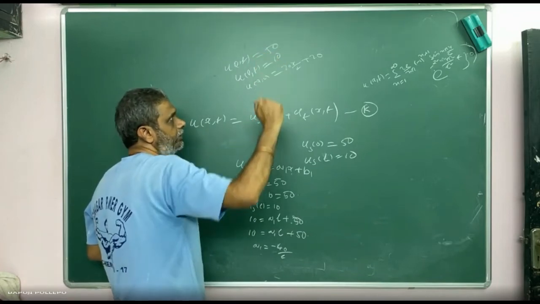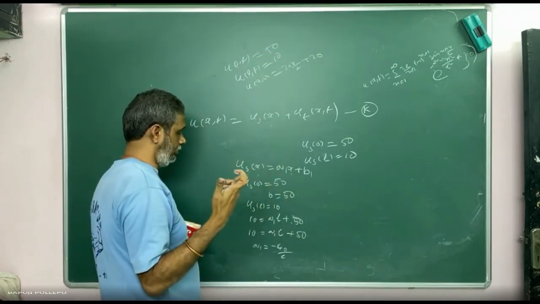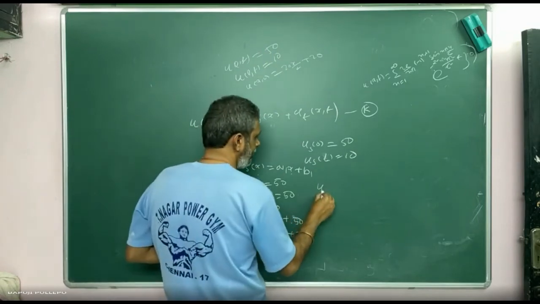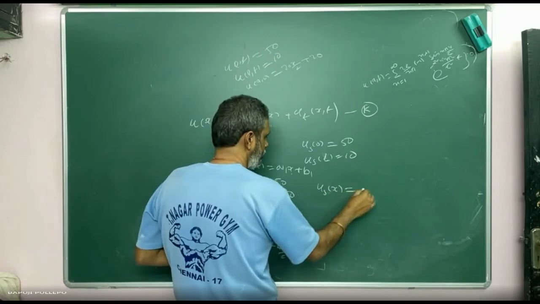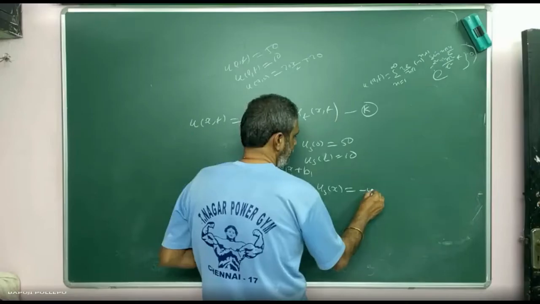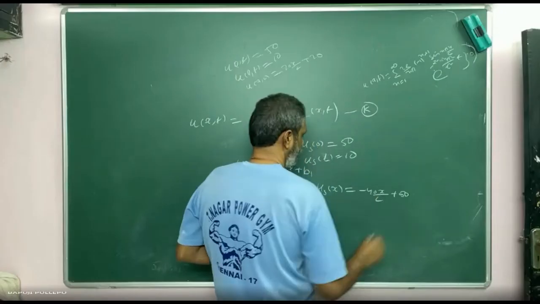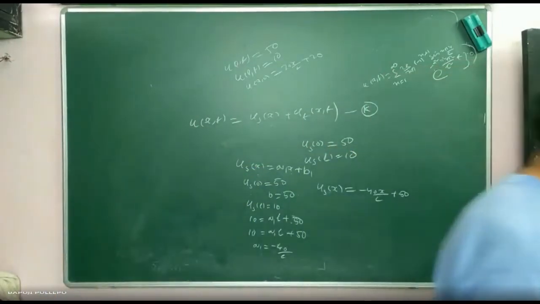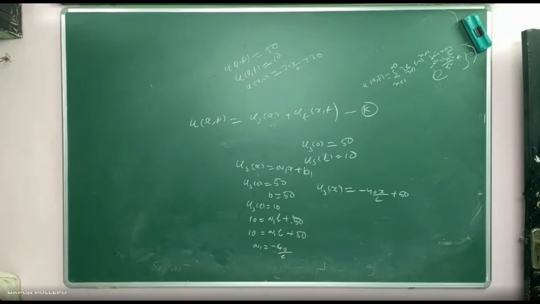Now my Us of x is what? What is the solution? Minus 40x by L plus 50. Up to here clear? Now the whole equation I am dividing into two parts, one steady state and one unsteady state. In steady state, I got the solution. I want to find the unsteady state now.